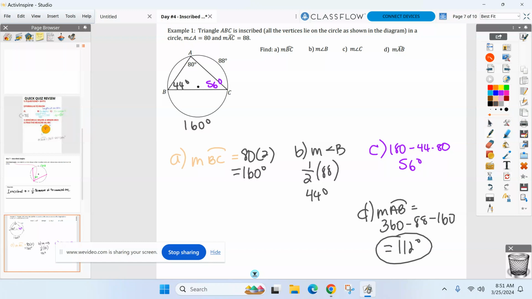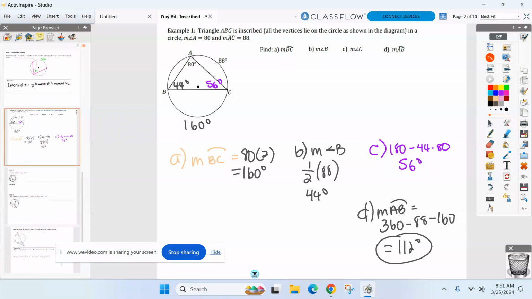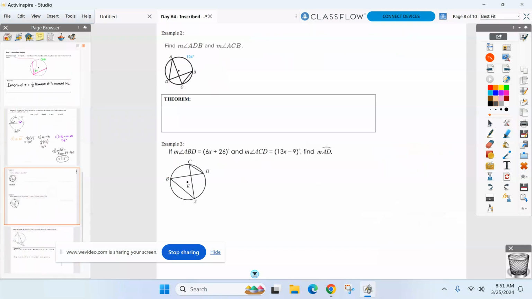Questions using these newfound inscribed angles. All right, let's keep using them. Let's keep grinding away. I'll let you guys do these two on your own. Find ADB and ACB in that diagram. It looks like both of them are inscribed angles.